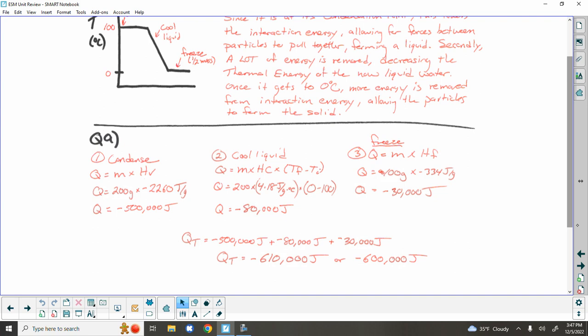And then finally for freezing, we have Q equals mass times heat of fusion. Again, the heat of fusion here is negative 334. So we have 100 grams times negative 334, which gives us negative 30,000 joules. Just to note, this little scribble that I just circled right there, that's nothing. I just accidentally wrote something there and I was scribbling it out. So all the energy together that's being removed comes out to a total of negative 610,000 joules, or if we rounded it off to the right sig figs, negative 600,000 joules.